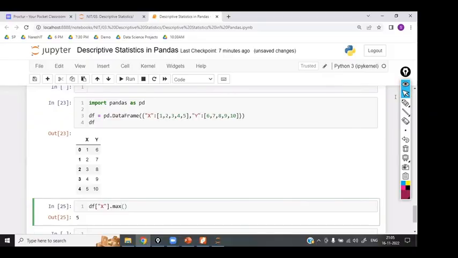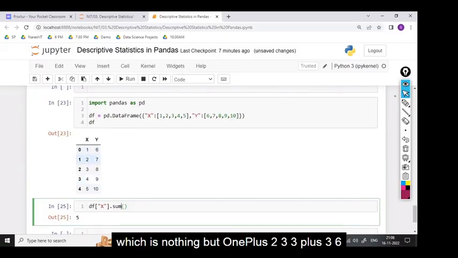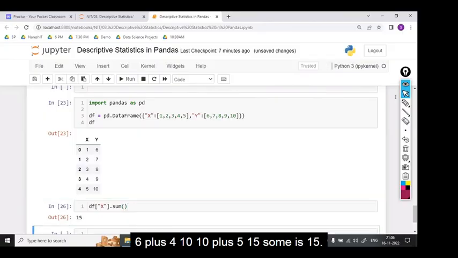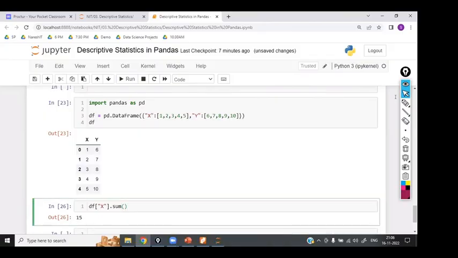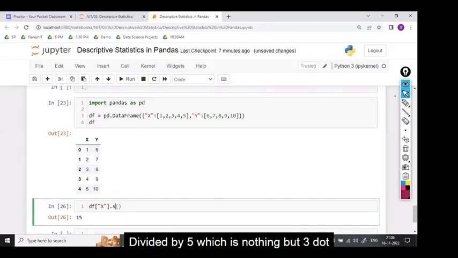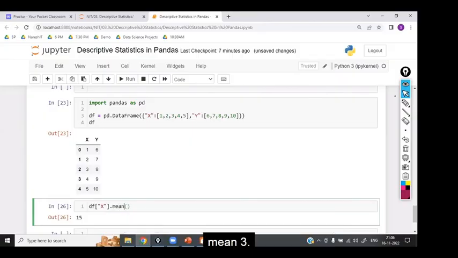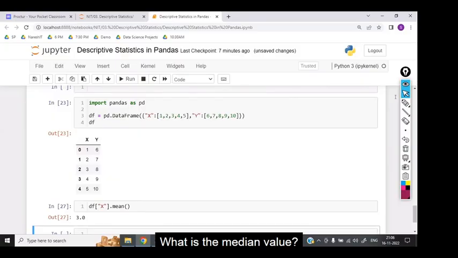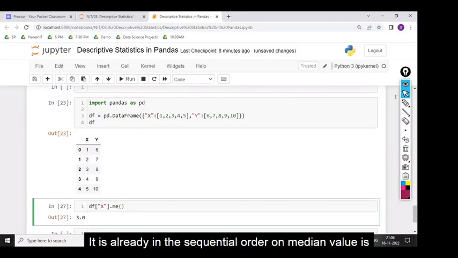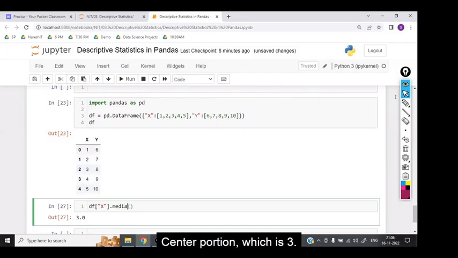What is the average value for the x? What is the sum of the x values? Which is nothing but 1 plus 2, 3, 3 plus 3, 6, 6 plus 4, 10, 10 plus 5, 15. Sum is 15. What is the mean? Divide by 5, which is nothing but 3. Dot mean, 3. What is the median value? It is already in sequential order only, na? Median value is the center position, which is 3.